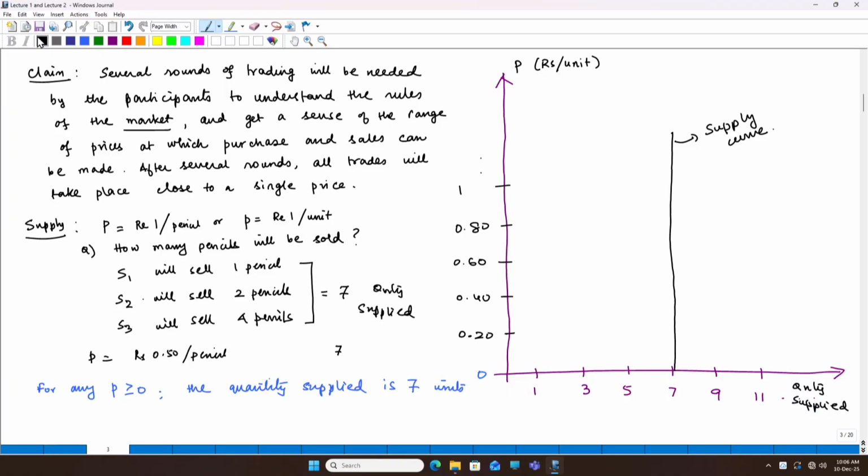And notice how we constructed the supply curve. We asked, if the price is 1 rupee per pencil, how many units does seller 1 want to sell? He wants to sell 1 pencil. Why? Because unsold units are worthless to the sellers. Seller 2 will sell both the 2 pencils and seller 3 will sell 4 pencils. So, combined, the total number of pencils that are sold is actually 7 units.